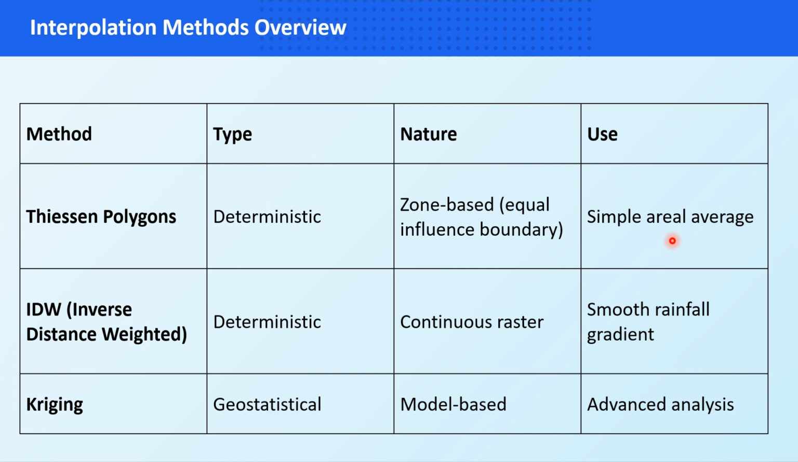Then another very popular method is IDW, which is also a simplistic, deterministic approach, which also creates a continuous raster. It is used to create a smooth rainfall gradient. So these two techniques are widely used for rainfall in the hydrology domain.